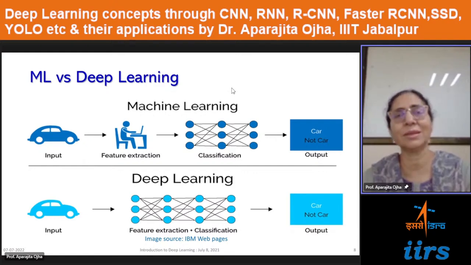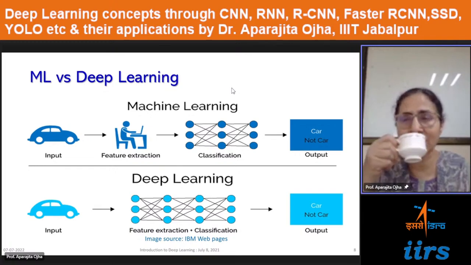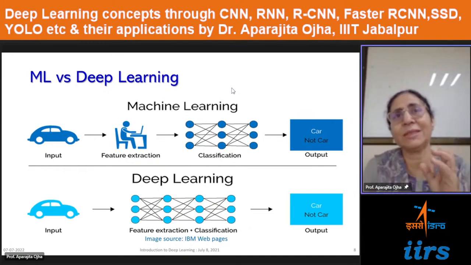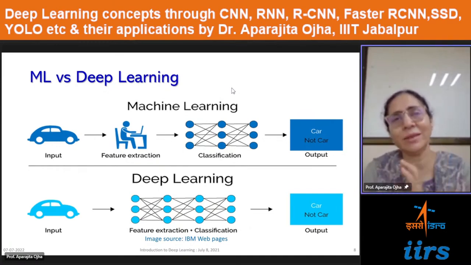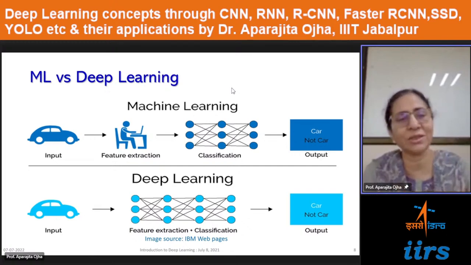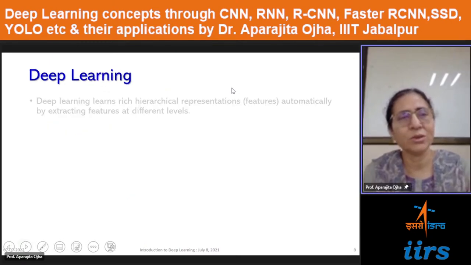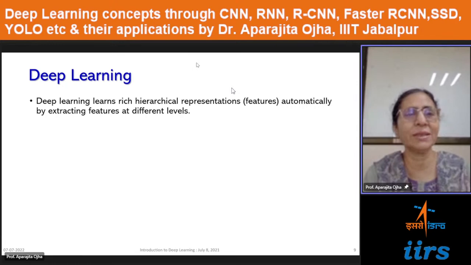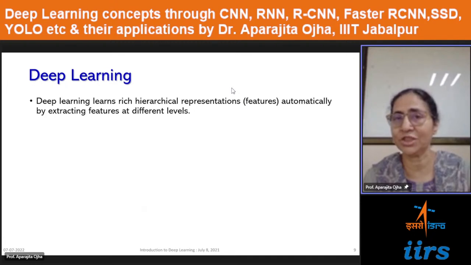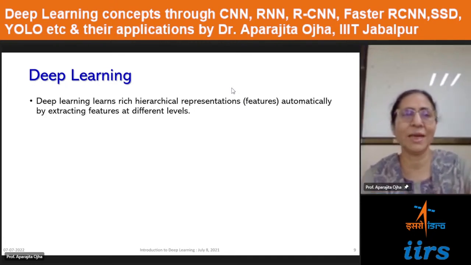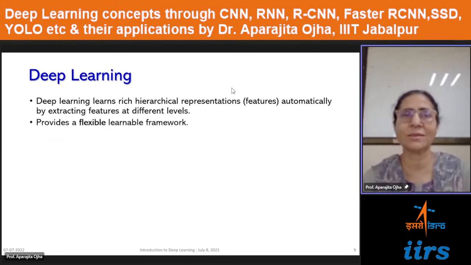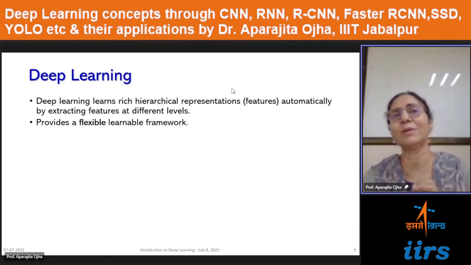Why? Because it learns. The idea is how we learn the representation of the data. While it is learning the representation of the data, it is extracting features for different types of entities in the data. So deep learning learns rich hierarchical representations, which are features in a hierarchy, automatically by extracting features at different levels.